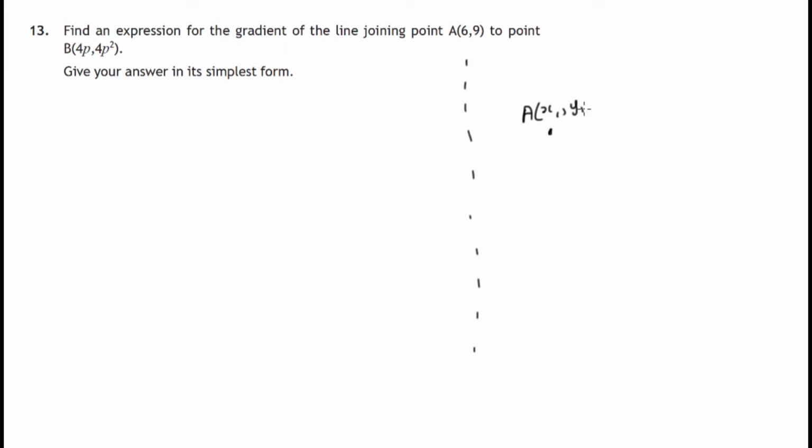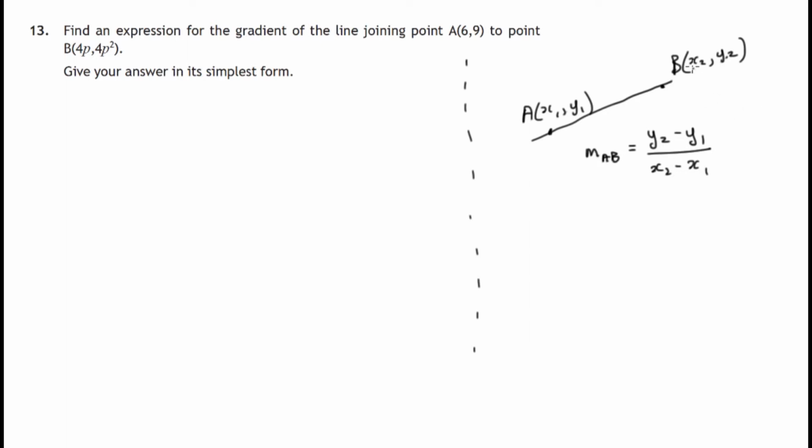Suppose we have point A, x1, y1, point B, x2, y2. Line joining these 2 points. Gradient formula tells us y difference, y2 minus y1, divided by the x difference, x2 minus x1.